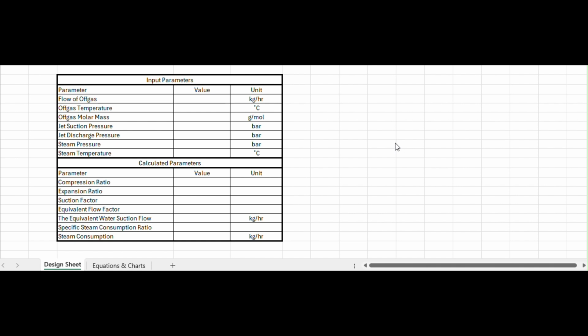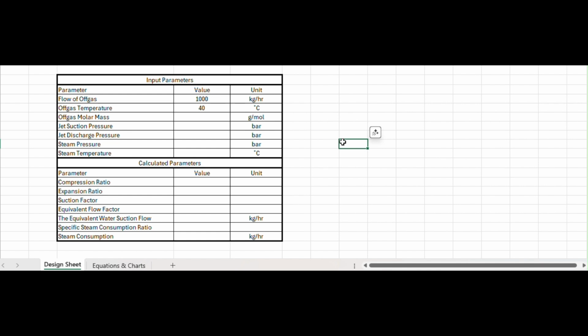Then you could say, okay, my flow of gas is 1,000. Basically, when you're going to design a system, you'll know this information, these input parameters. You'll need them. Now, for the off-gas temperature, say this one is at 40, but in theory, you will know this when you're trying to design.